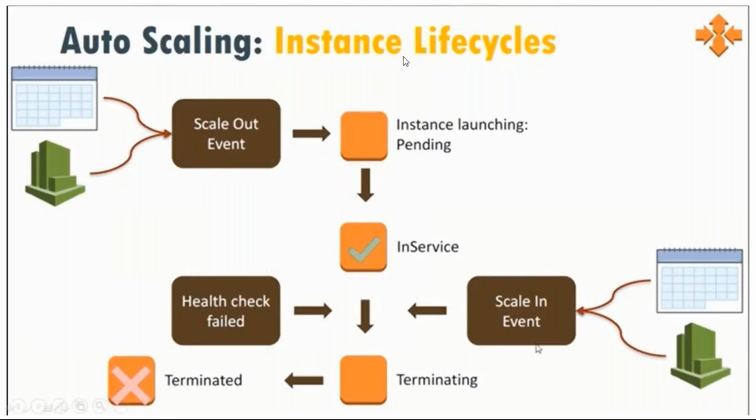This is the life cycle. Scale out event: instance launch pending, then in service, working fine. If the health check fails, it is terminated. On a scale in event, if it is running, it will remove the instance. When the health check fails, it will terminate; when the health check is good, it will not terminate. This is the way it works.